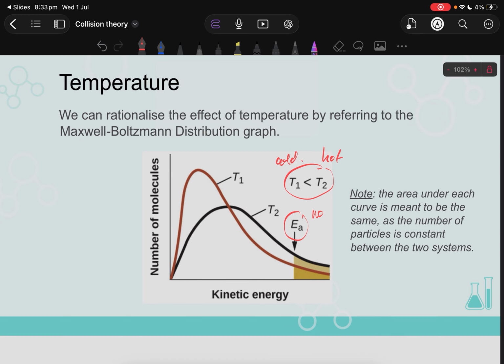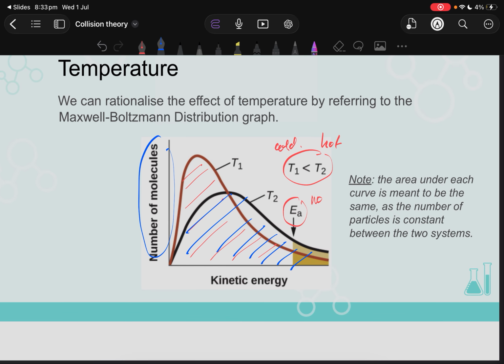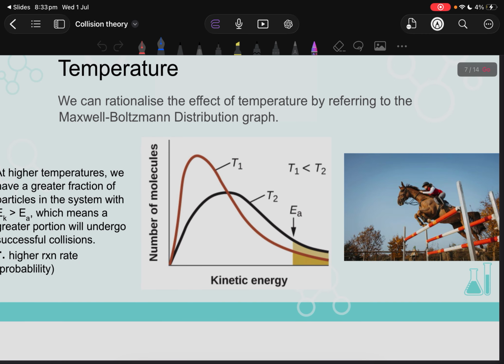now what's important first of all before I move on to this is the area under each graph. Even when I change it, it needs to remain the same. So under the brown graph and under the black graph, it has to stay the same because we're not changing the number of molecules. The number of molecules is always going to be the same. We're just looking at how temperature affects them. All right, so let's have a look here.